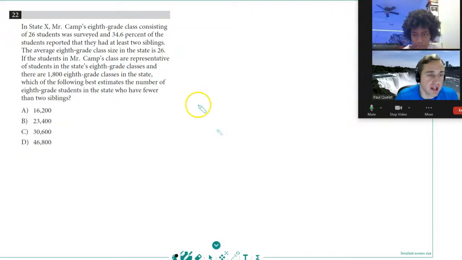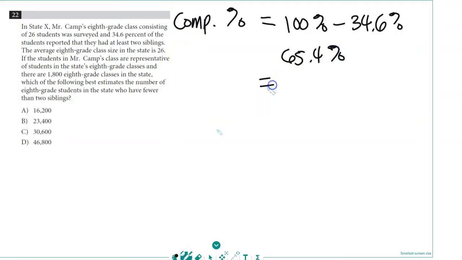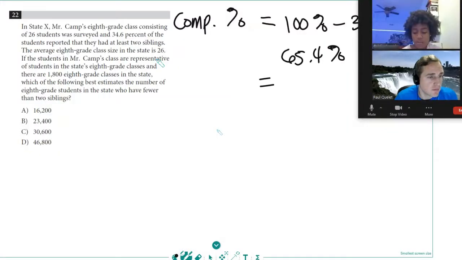So first of all, like you said, the complement. The complement percent is going to be 100% minus 34.6%. Actually, yeah. So the next thing I was going to do, I was going to find the remainder percentage of that 26 by the other percentage, and then set up a proportion so I could find out how many of the total 1,800 would have that.